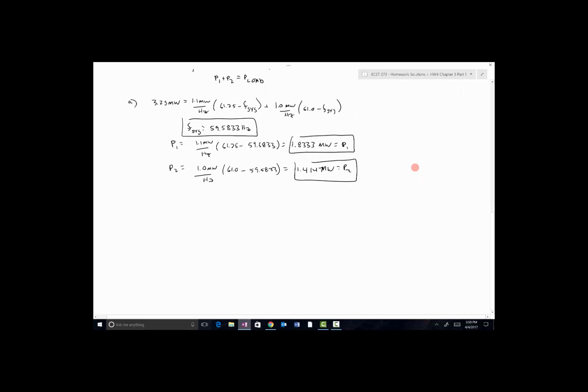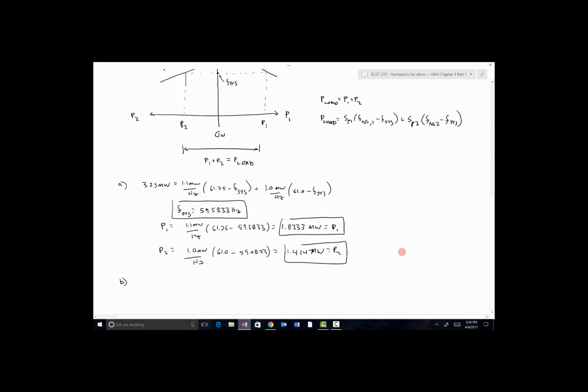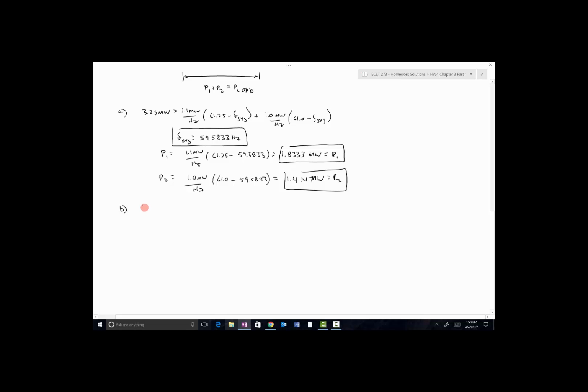Part B asked us what happens if the load increases. I forget by how much. Let's scroll back up there. The load went up 800 kilowatts. Nothing else changed. So we can see that this is just going to be 3.25 megawatts plus 800 kilowatts, which is just 0.8 megawatts, is equal to all this same stuff right here. It hasn't changed the problem format at all. So I get that right there, and solving for system frequency, I see that the frequency is going to go to 59.2024 hertz. So it has decreased a little bit because of the addition of that load.